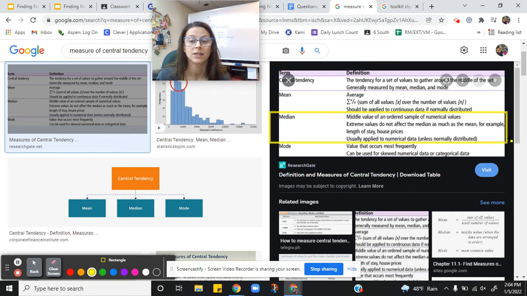The median is usually applied to numerical data unless it's normally distributed. So if a data set is not that perfect bell shape that's centered and symmetric, then you should use a median. In the case of over here, this skewed visual, you should use the median because that mean is going to get pulled way towards the extreme over here.